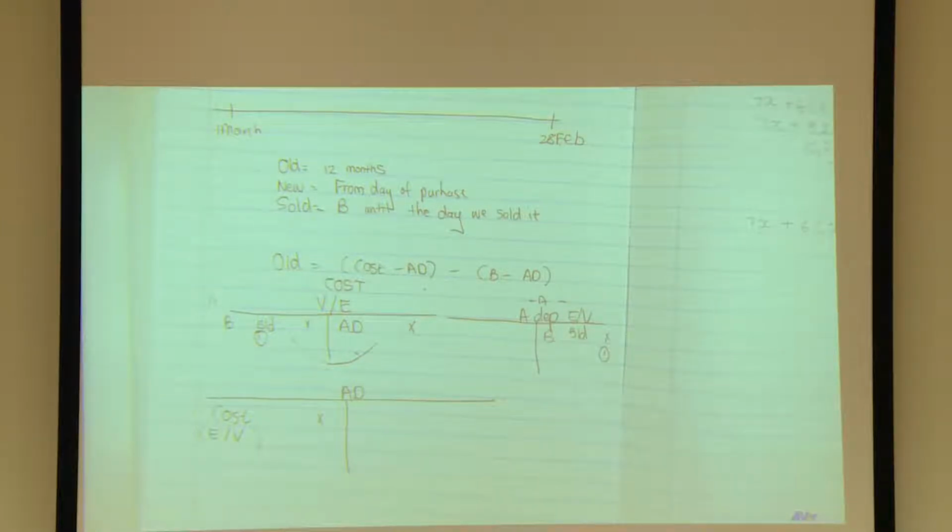Step number 2, update the depreciation on the asset which I sold. So how do I update my depreciation? I need to calculate depreciation on the asset which I sold from the beginning of the accounting period until the day that I have sold it. So when we show depreciation, step number 2, which 2 accounts is involved?